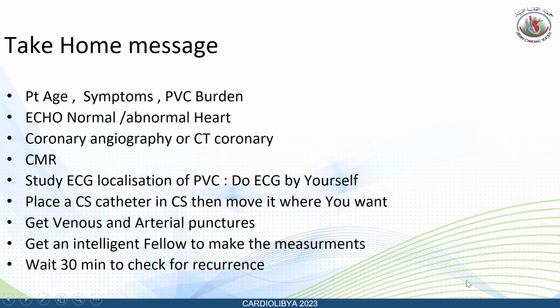Take home message: we have to review the patient's age, symptoms, PVC burden, echo, coronary angiography, and cardiac MRI. We have to study the ECG localization of PVCs, and we have to do the ECG by yourself. Place a decapolar catheter in the coronary sinus, then move it where you want. Get venous and arterial puncture. Get an intelligent fellow to make the measurements, and wait for 30 minutes at least to check for recurrence.